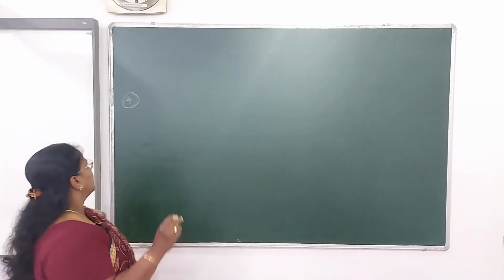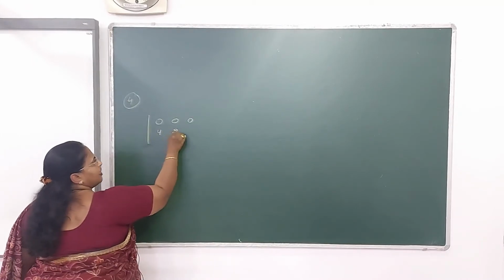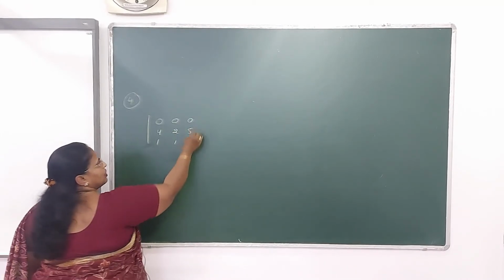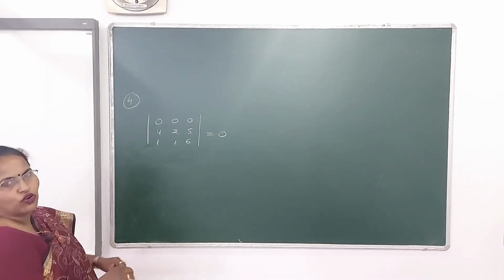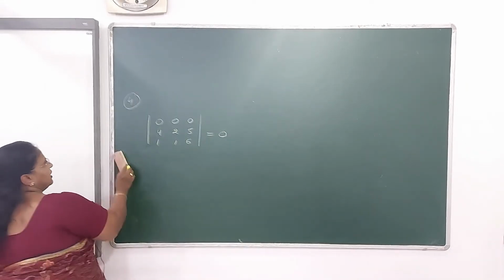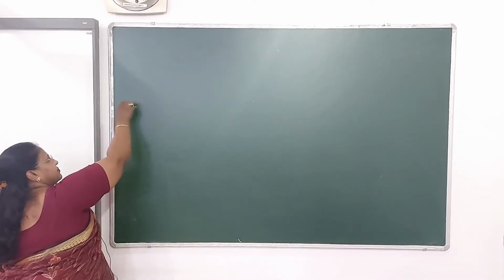Okay. So determinant 0, 0, 0, 4, 2, 5, 1, 1, 6. What about the determinant value of this? It will be 0. This is what the property says. Okay, now move to the next property, the fifth property.